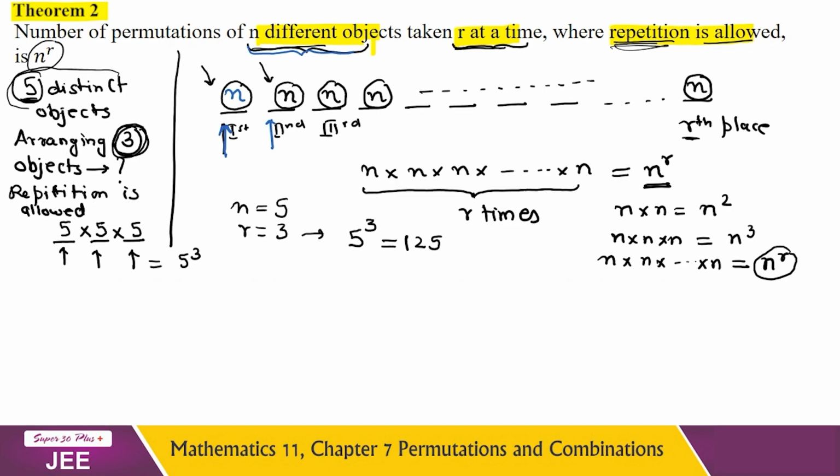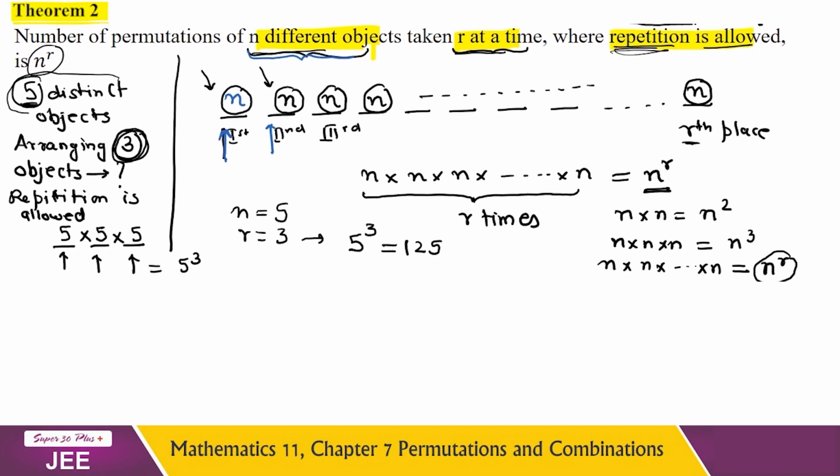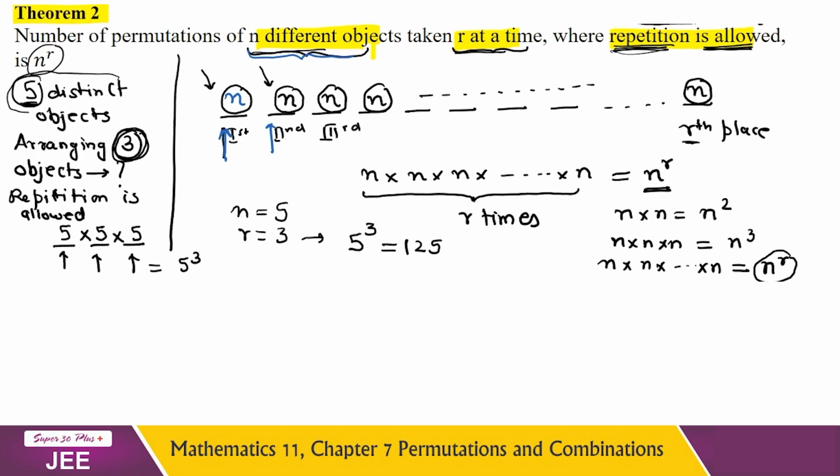Alright, I hope you have understood theorem number 2. Theorem number 2 is different from theorem number 1, where repetition was not allowed. There we had written nPr, and here we have written n raised to the power r.